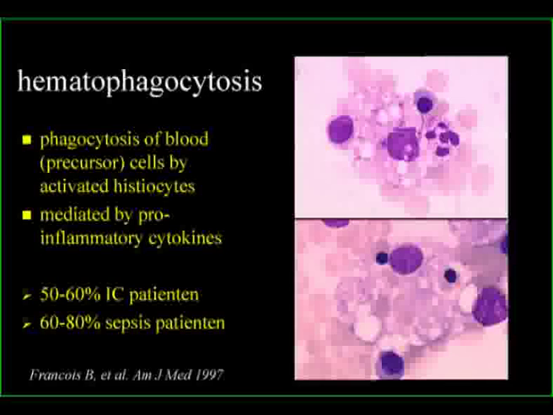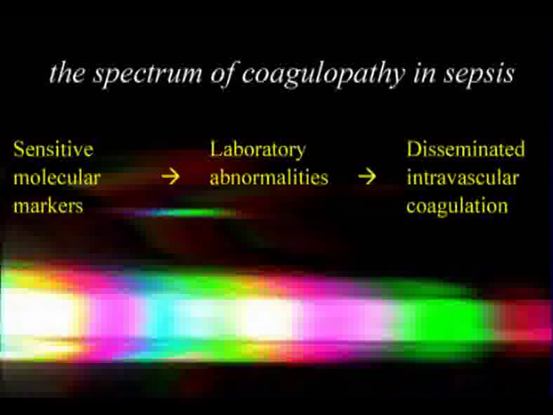And it's just a very massive phagocytosis of blood cells by activated histiocytes. It's not only platelets, it's also white cells and to a lesser extent also red cells. And also this is mediated by pro-inflammatory cytokines, mostly by GM-CSF. Well, and of course there is also consumption of platelets that determine platelet survival.